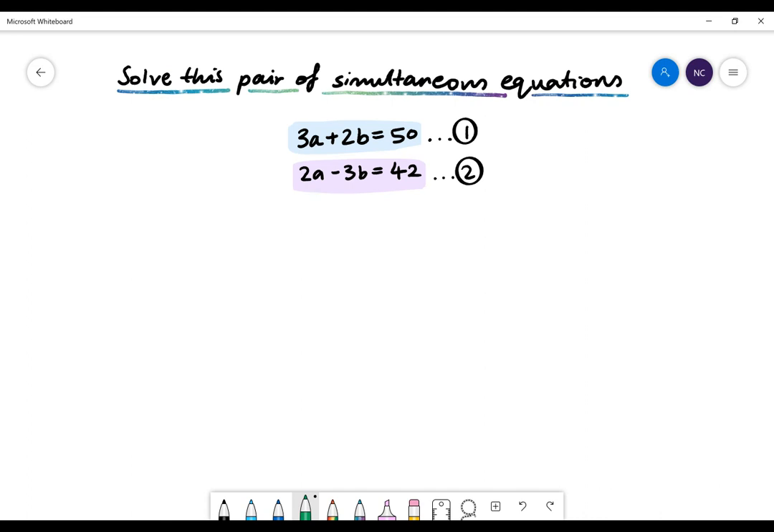Here is a harder application of simultaneous equations. The first equation is 3a + 2b = 50. The second equation is 2a - 3b = 42.